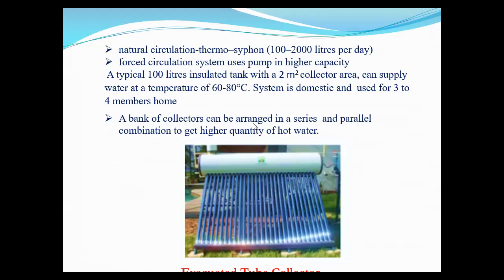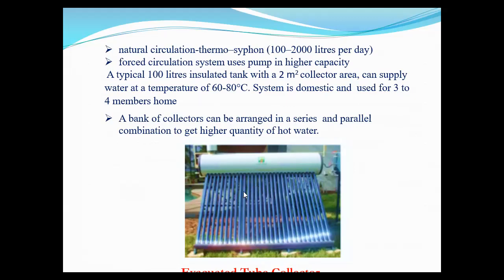A bank of collectors can be arranged in series and parallel combination to get a higher quantity of hot water, and that hot water is used to generate vapor from low temperature working fluid in the low temperature power plant, and also used to heat the water which is used as feed water for the boiler.